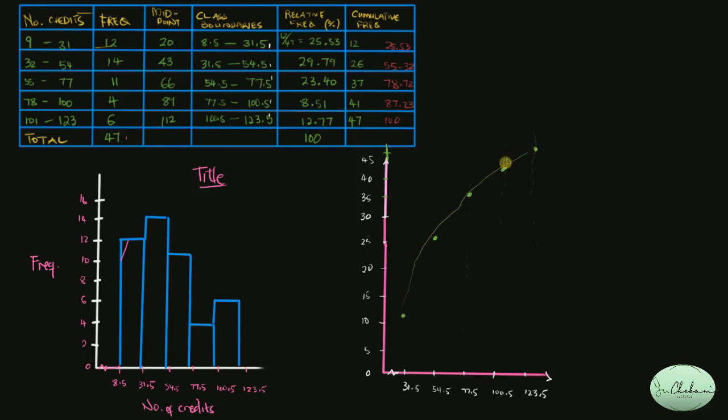Okay, and then you can do your best to draw a line to join our dots, and then you get something like that. So this is what we call a cumulative frequency curve.